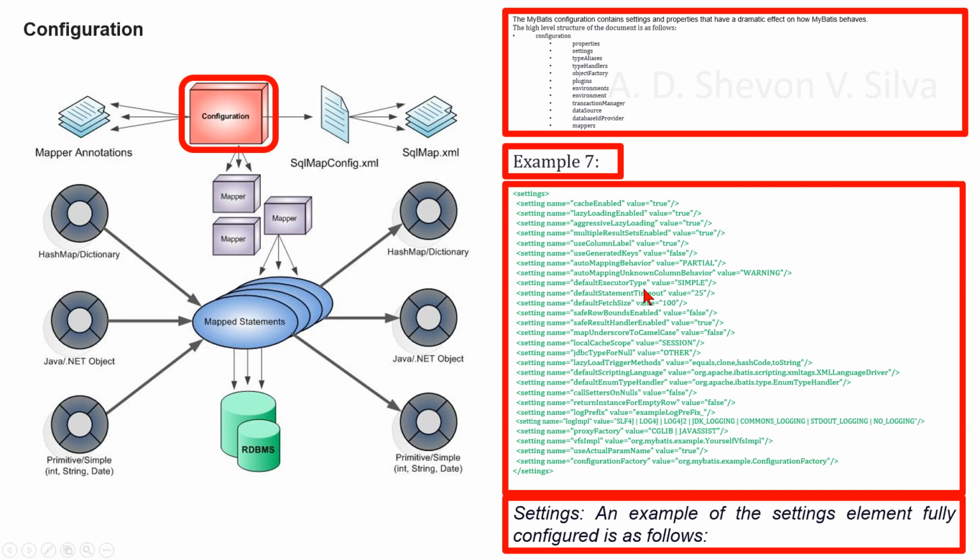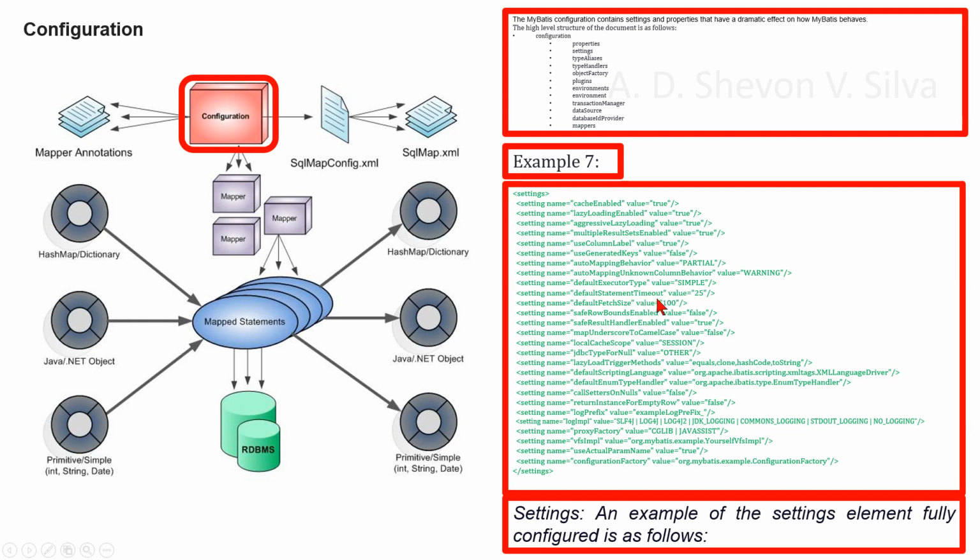Default executor type. Configure the default executor. Simple executor does nothing special. Reuse executor reuses prepared statements. Batch executor reuses statements and batches updates. Valid values are simple, reuse, and batch. Default is simple.